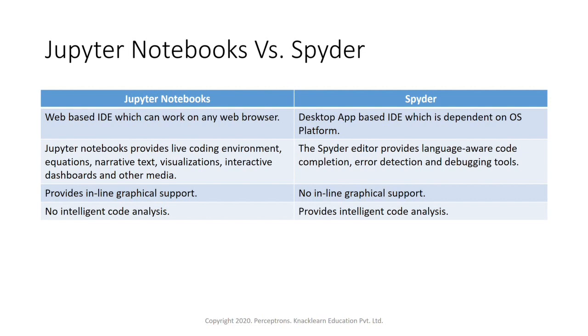If you look at Spyder, Spyder is a desktop app-based IDE which is dependent on the OS platform. So based on the OS platform, suppose you are on a Windows system, you have to install Spyder for Windows. If you are on a Mac, you have to install Spyder for Mac. So like that, it is a desktop app-based IDE, dependent on the OS platform.